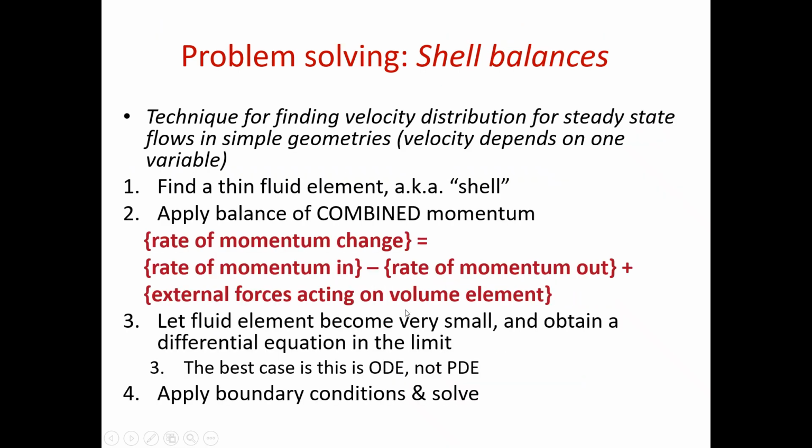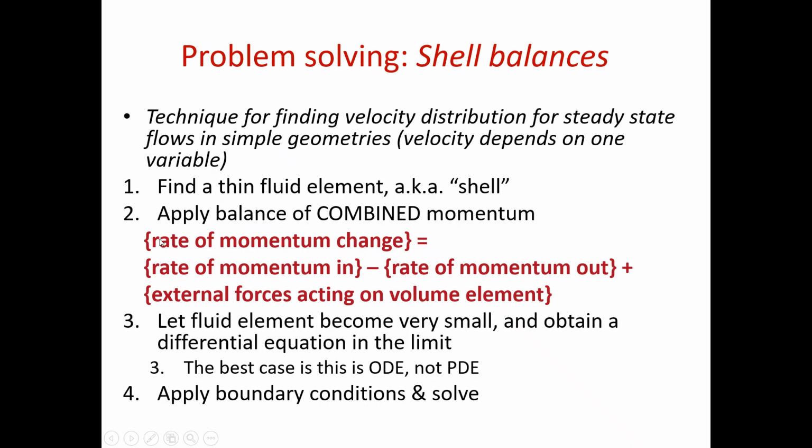Now, if I'm going to solve a problem, we will find a velocity distribution for steady state flows, in this case in some simple geometries, because a lot of flow happens in tubing, which is cylindrical, in between two plates, and in annular flows as well as around spheres. So those are all relatively simple geometries. We will define a thin fluid element or shell in a coordinate system that is aligned with those solid surfaces that are bounding the flow as much as possible.